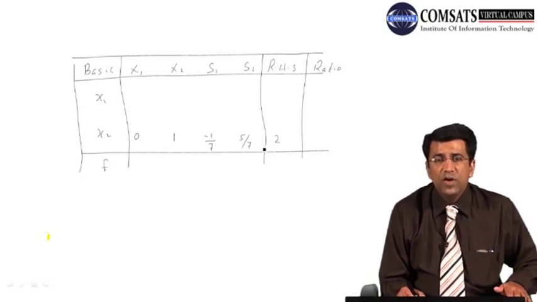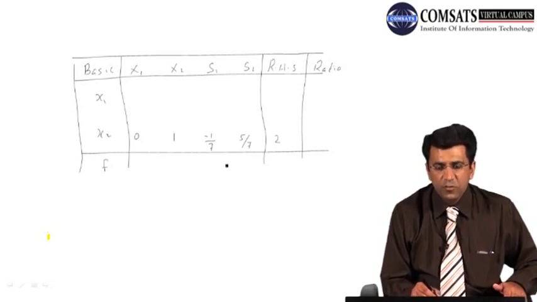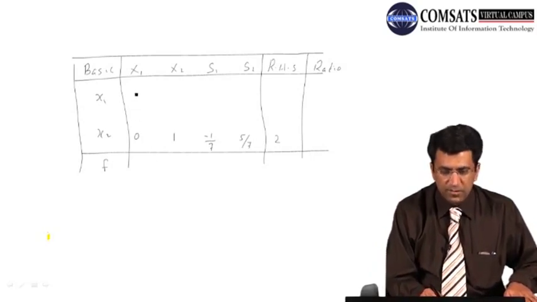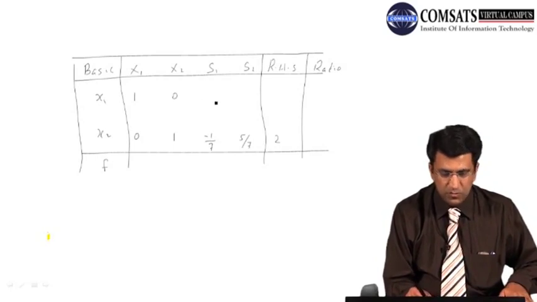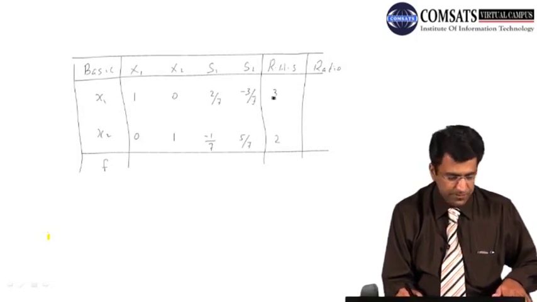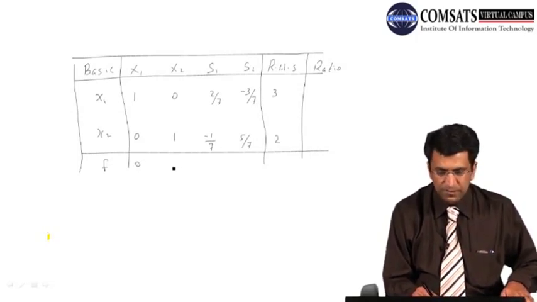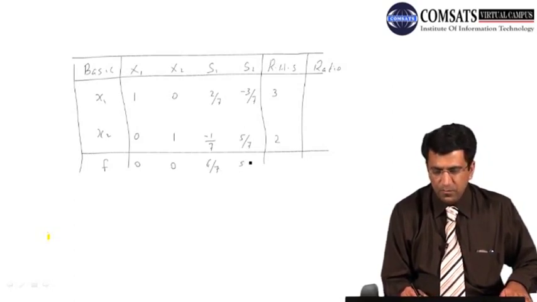Similarly, we have computed the new x1 row and new f row. We will replace these new x1 row and new f row at this particular table. So the new x1 row is 1, 0, 2 by 7, minus 3 by 7, and the right hand side is equal to 3. Similarly, new f row is 0, 0, 6 by 7, 5 by 7, and the right hand side is equal to 23.